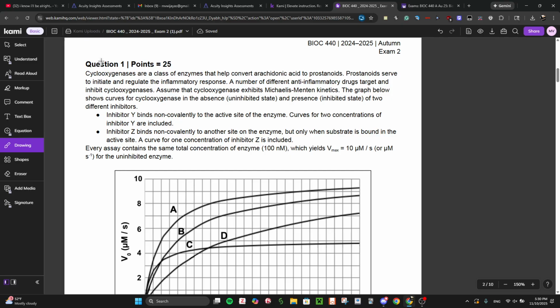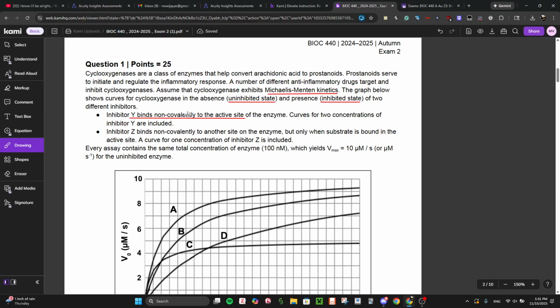So, all right, we're gonna start with this question here. You start with this enzyme that helps convert this acid into prostanoids, prostaglandin stuff. Don't care. Inflammatory response, number of different anti-inflammatory drugs. It exhibits Michaelis-Menten kinetics, which is important because otherwise we can't use Michaelis-Menten on it. And we've got the uninhibited state and the presence of the inhibited state. We also have information about the inhibitors. So Y binds non-covalently to the active site of the enzyme, and there's curves for two concentrations of Y.